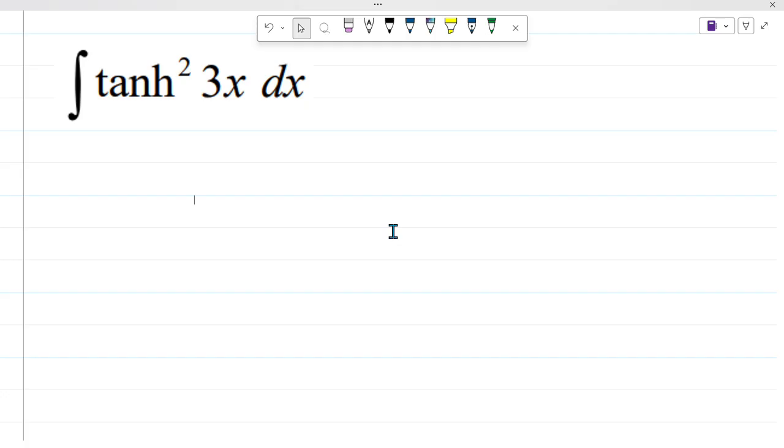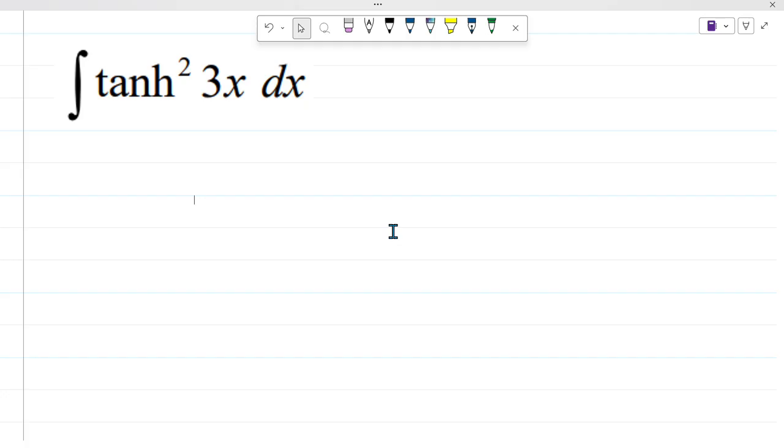We ask ourselves, is there something that was ever differentiated for us to get tan squared? Is it possible that way? No, it's not, right? Because there is no way we can ever differentiate something and get tan squared. So that means before we do anything to this question, we need to simplify it, rewrite it in a way that it can be integrated.